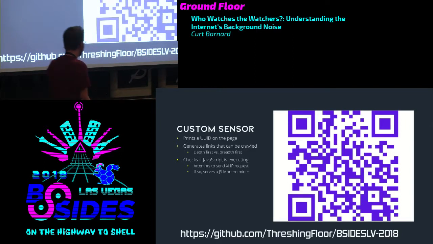So I wrote this custom sensor, and basically it's just a little Flask app. It's a little web server, and the intention was to feed some data to people that were scanning HTTP servers to see if they would crawl links, and if they would crawl links, were they going depth first or breadth first? See if they would execute JavaScript, and if they would execute JavaScript, I send them a Monero, like Bitcoin, miner to see if they'll crack some hashes for me. They won't, but I thought I would give it a try.